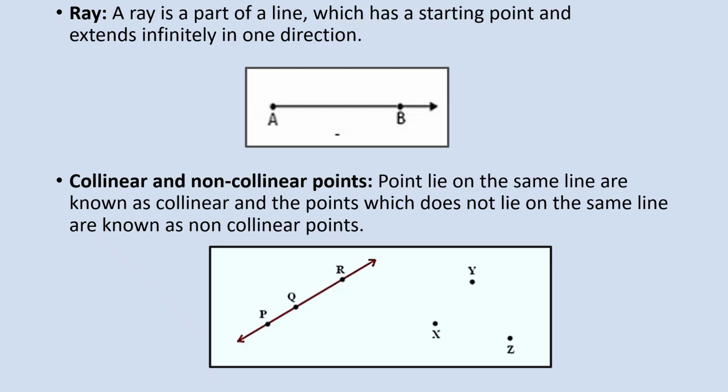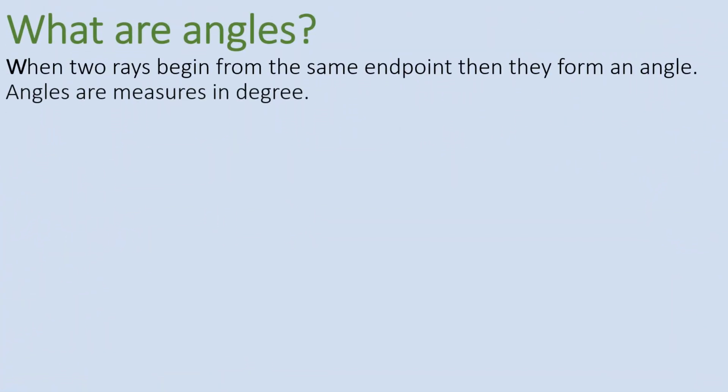Now let's move towards the next, I would say, very important topic, that is angles. Now what are angles? Angles are basically a form of two rays. When two rays come together, they make an angle, and they should have the same endpoint. So when two rays begin from the same endpoint, they form an angle. And always remember, we always measure angles in degrees.